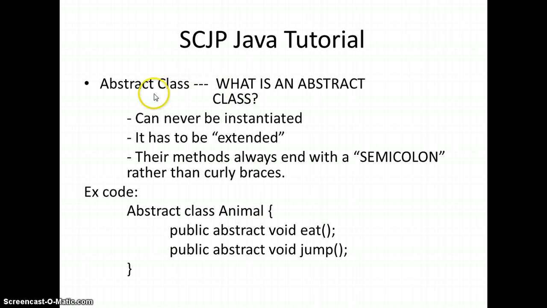Here's another piece you'll learn in Java when you read up on it: the abstract class. What is an abstract class? Basically, it can never be instantiated. It has to be extended. Its methods always end with a semicolon rather than curly braces. Always remember that. Here's an example: abstract class Animal, public abstract void eat, public abstract void jump.